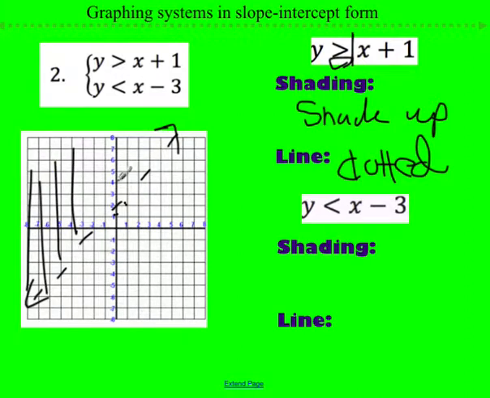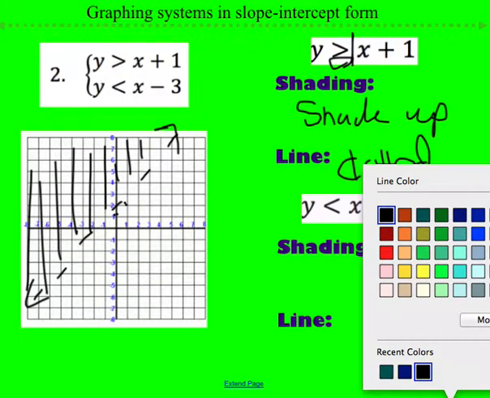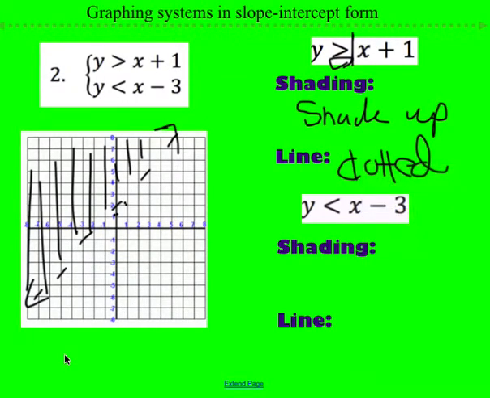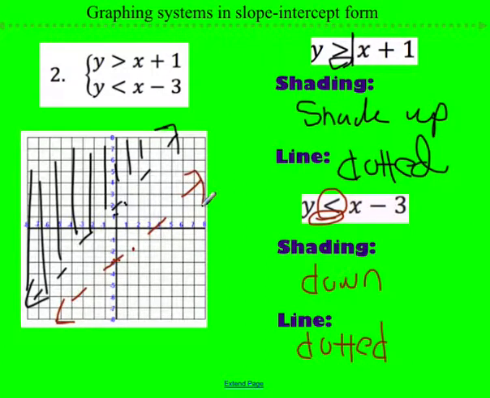I like to do it in different colors on here, but if you just have a pencil, if you shade it lightly, you should be able to tell where that overlap is going to be. Taking a look at this next one, notice that the alligator is facing away from the y, so we're going to be shading down. And there's no line underneath the inequality symbol, so my line is going to be dotted. We're crossing the y-axis at negative 3, and then we're going up 1 over 1. And we're going to shade that in. So for this line, we need to shade down.